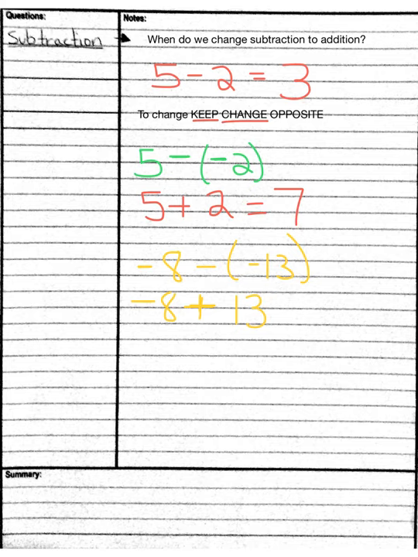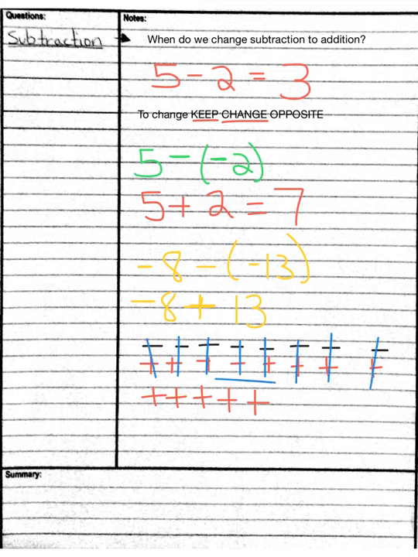And now you can use what we did on the front, where if we want to put our 8 negatives, and we want to put our 13 positives, and we know that a positive and a negative cancel out. And what we have left, -8 plus 13, is 5 positives. So please get into a habit. I'm going to say it a lot. Change your subtraction to addition. Have a great day.